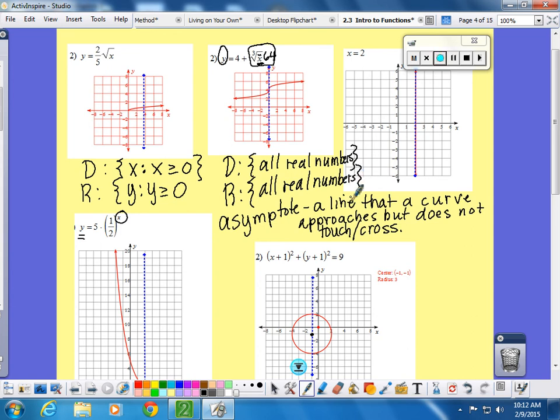So the domain is saying what can x be, or what can it not be, and the range is saying what can y be, or what can it not be.